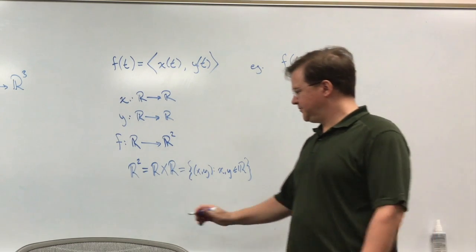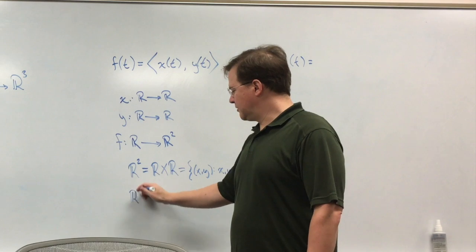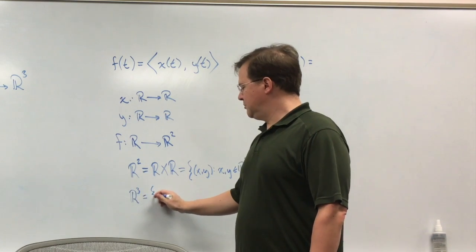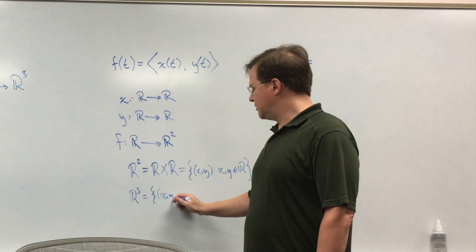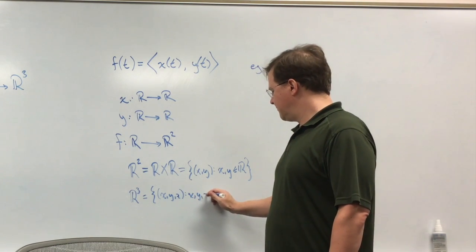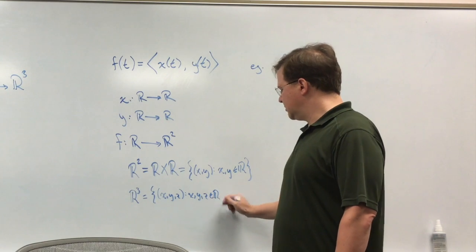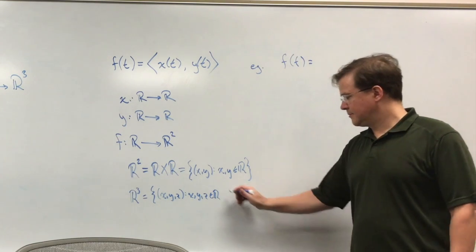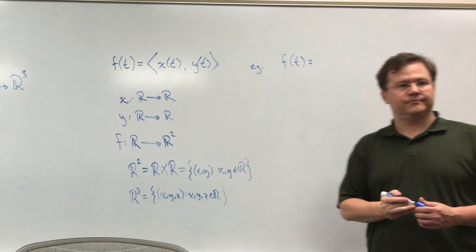So if I write R3, what I really mean is the set of all ordered triples where each of the coordinates are real numbers. But we're going to start with R2.